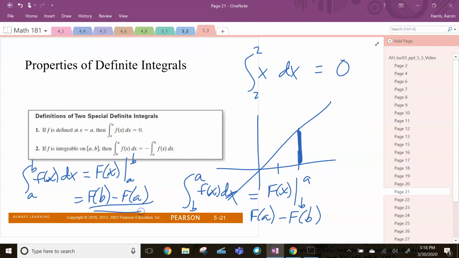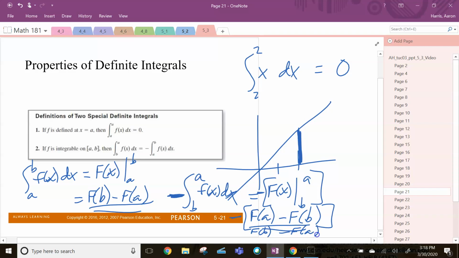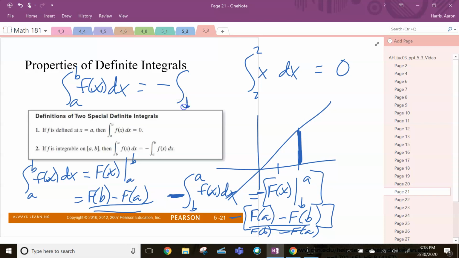But these are not the same, so how are these supposed to be equivalent? You've got to throw a negative in front of this, which will make this a positive f of b and a negative f of a, so f of b minus f of a. So in other words, and this is how you'll normally see this, the integral from a to b, f of x dx, is the opposite of the integral from b to a, f of x dx. These are equivalent.